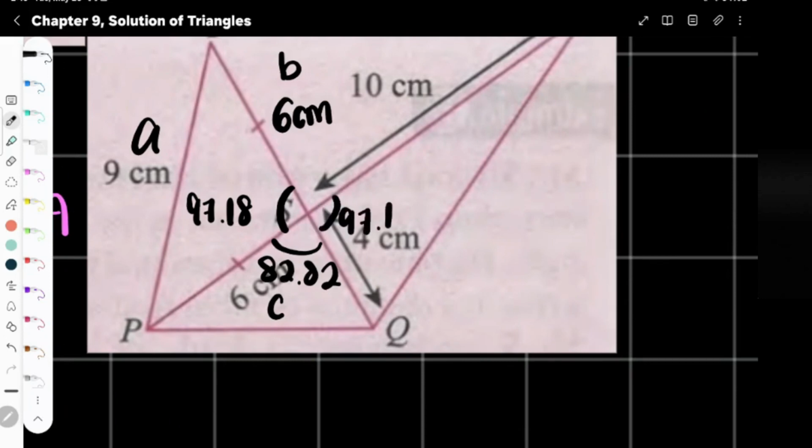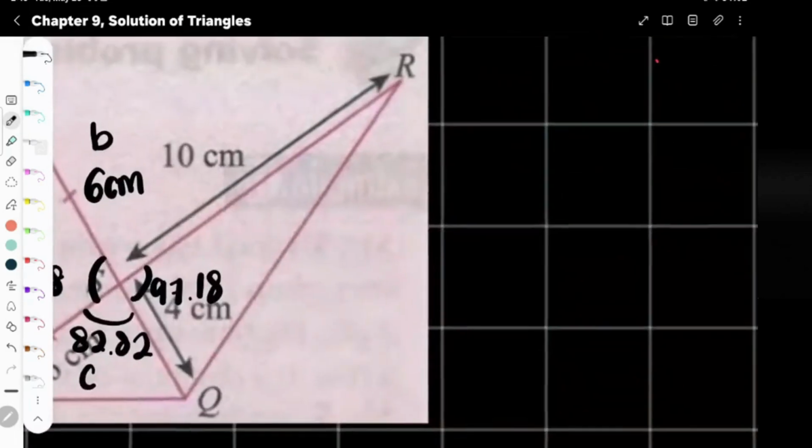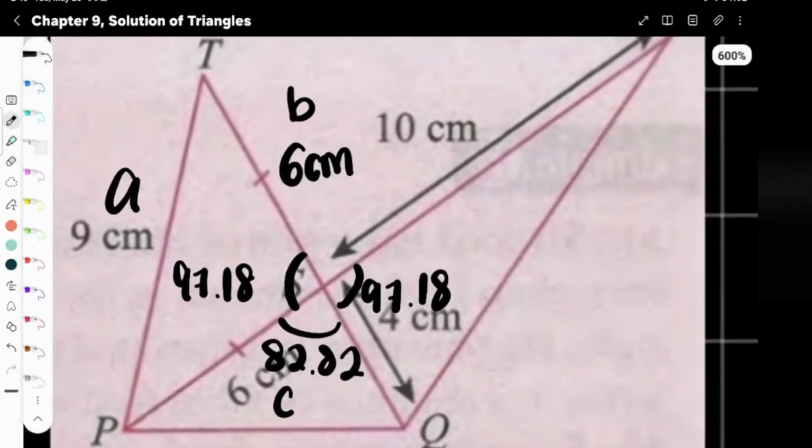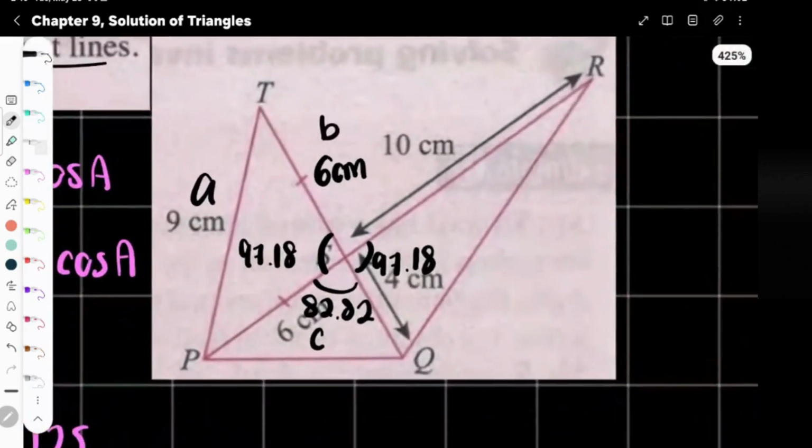And if this is 97.18, this should be 97.18 as well. Just in case you forgot this intersecting property, you can use common sense. This is a straight line, so this will be 180. But this is also a straight line, so the angle here should be 180 as well. If you have this angle here, you can just subtract it from 180 to form a straight line. Common sense.